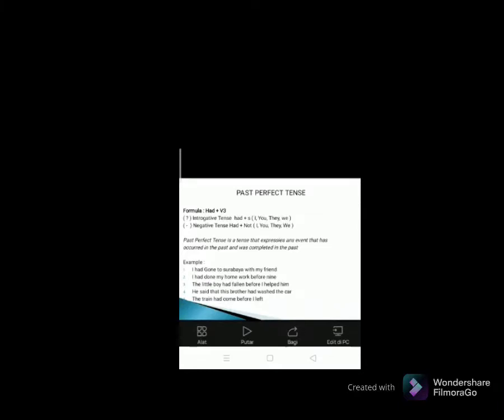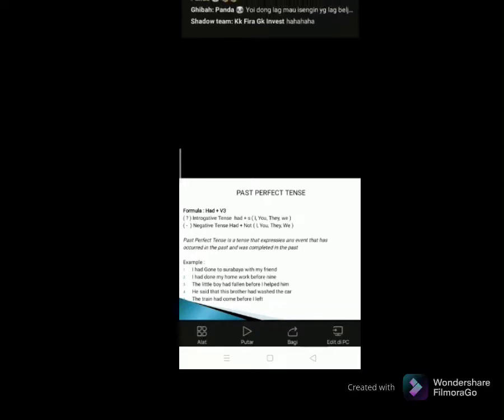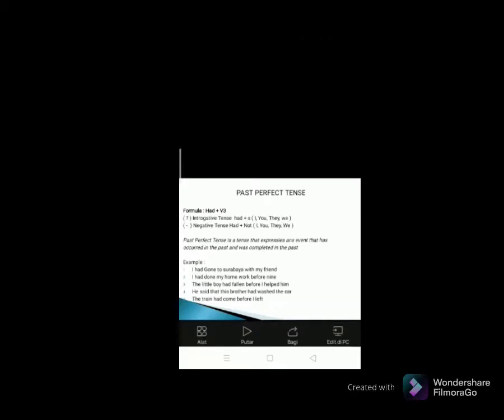And for example, past perfect tense. Number one is I had gone to Surabaya with my friends. The key is I had gone, like that. And number two is I had done my homework before 9. I had done my homework before 9. The key is before 9.